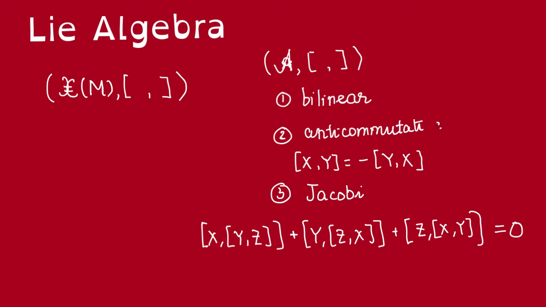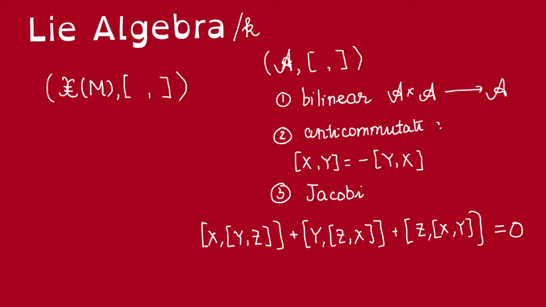So, a Lie algebra over a field K is a vector space together with a product operation, a bilinear operation, that is anti-commutative and satisfies this Jacobi identity: the sum of the cyclic rotations of this X, Y, Z is equal to 0. So unlike usual algebra, we have this instead of usual associativity.